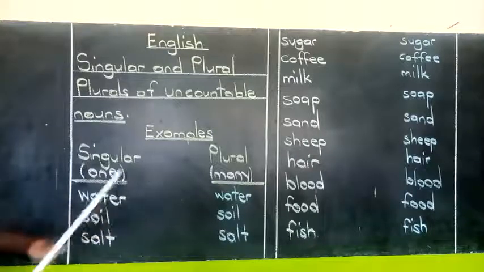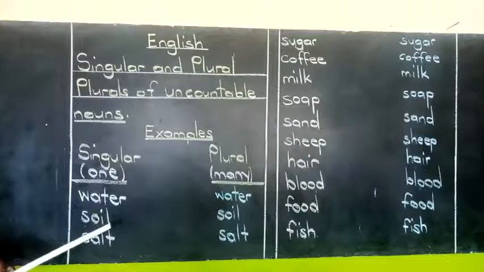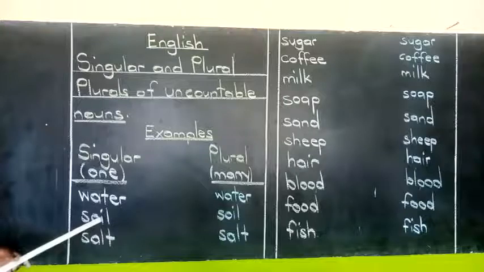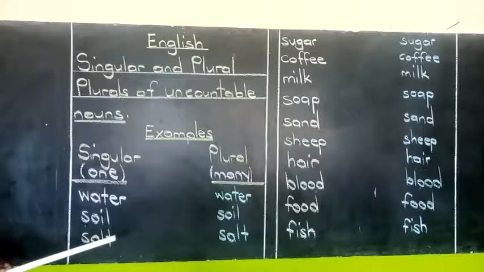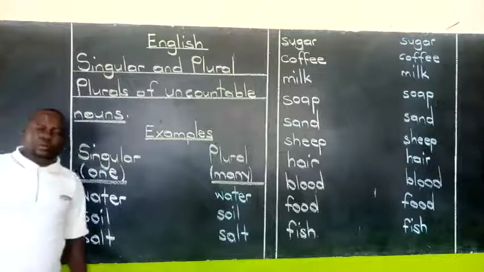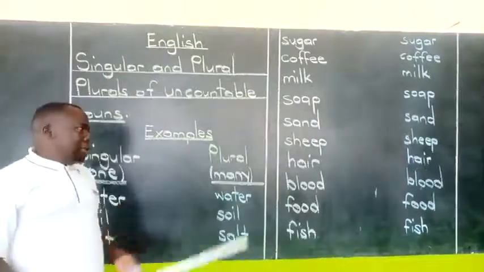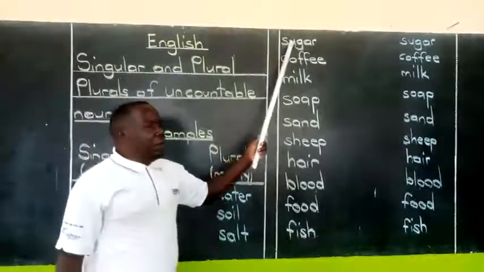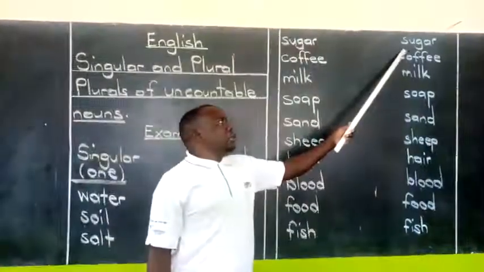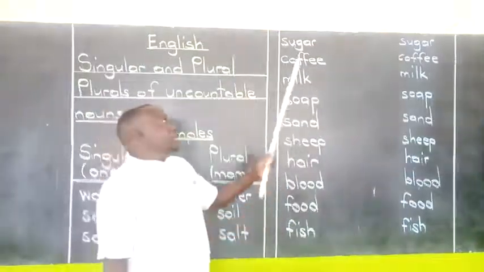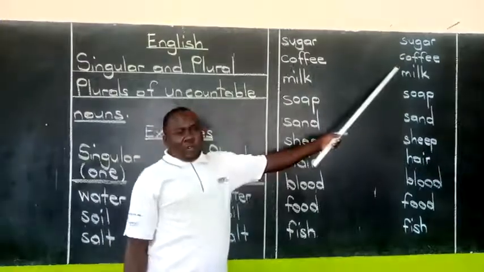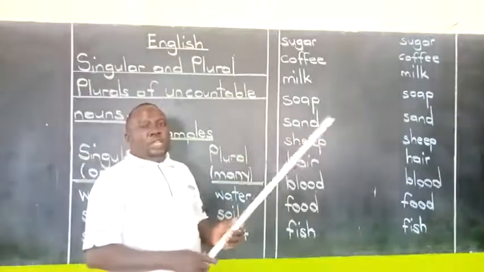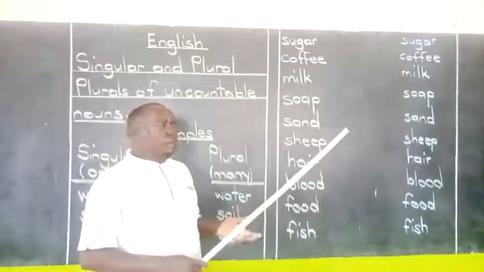Water can be measured in liters, milliliters, and many others. Soil can be measured in sacks. Even in kilograms, they can measure soil. Salt also can be measured in kilograms and grams. Sugar remains as sugar. It can also be measured in kilograms and grams. Coffee, plural, coffee. So even coffee can be measured in kilograms and grams.